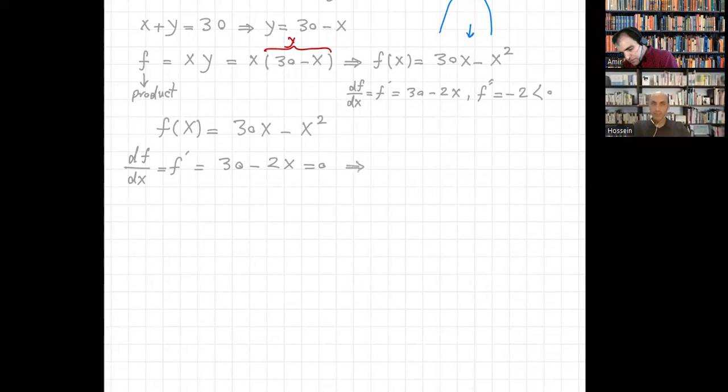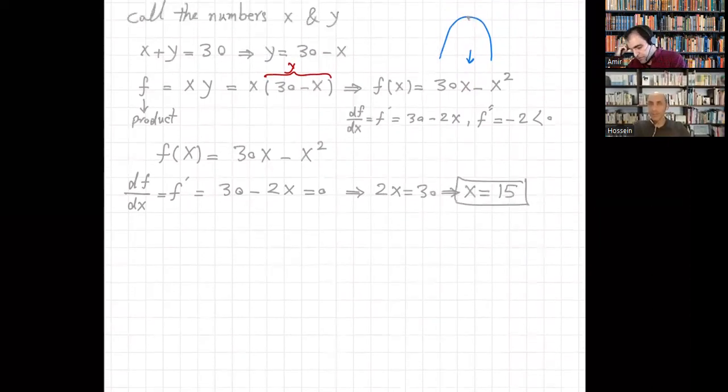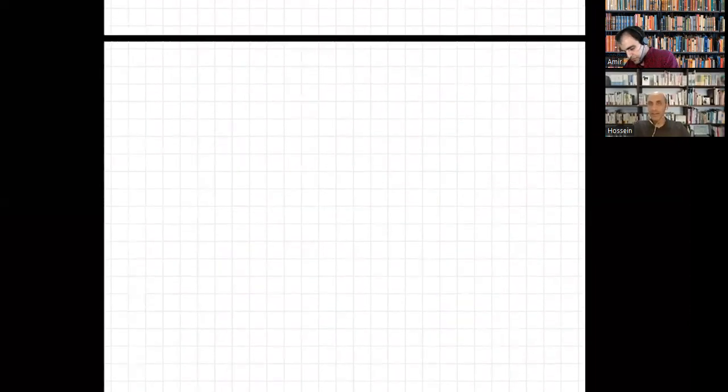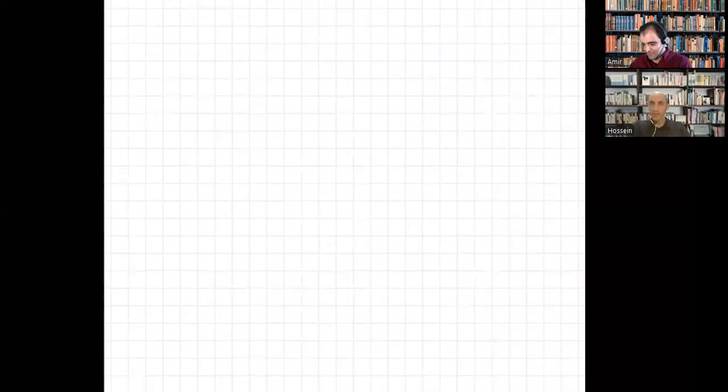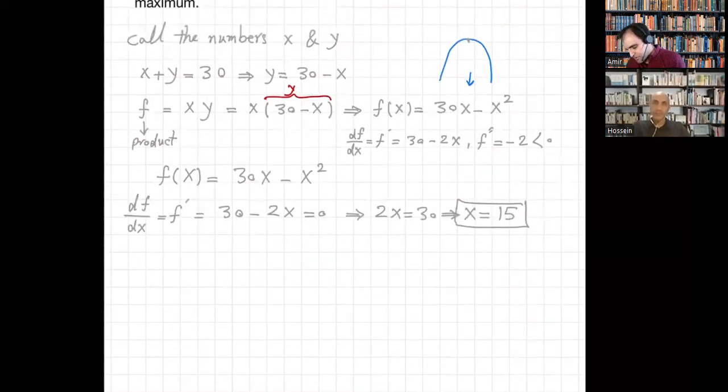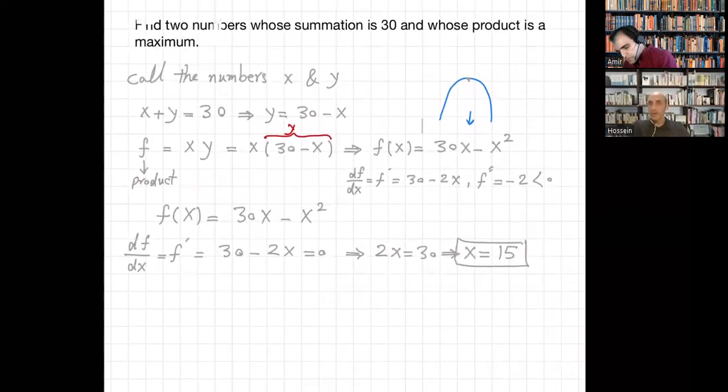So here we have 2x equals 30, and then x is 15. In this case, we know it's an absolute maximum or absolute minimum. It's not local, because it's a second degree, sorry, quadratic equation. So in this case, it's not a local maximum. It's an absolute maximum because this is a quadratic equation.